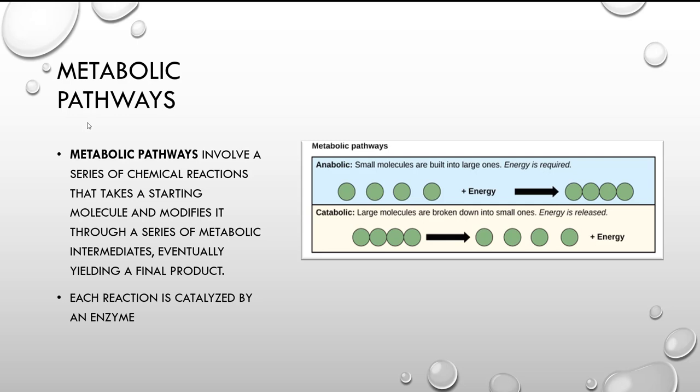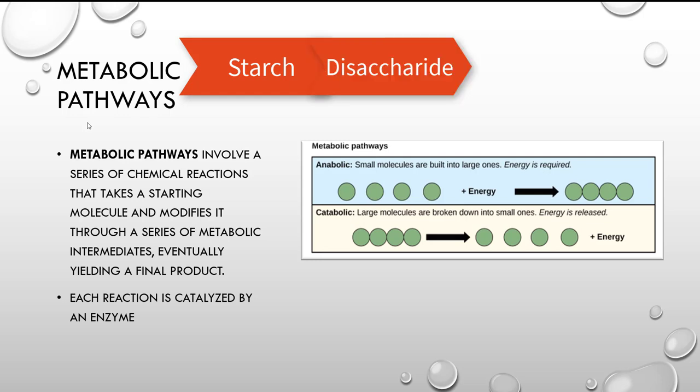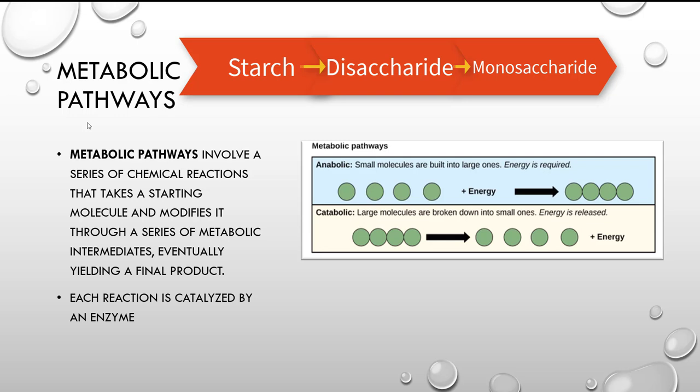through a series of chemical reactions to form metabolic intermediates, which eventually yield a final product. So, for example, you might have a chemical reaction that breaks down starch into a smaller molecule, some sort of disaccharide, and then another chemical reaction that breaks the bond to form the monosaccharide. So that's a metabolic pathway. You have a series of chemical reactions where you end up with little intermediates in between until you eventually get that final product.